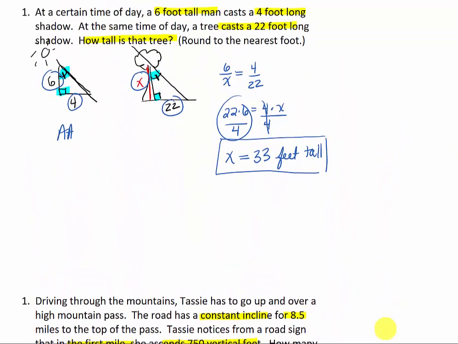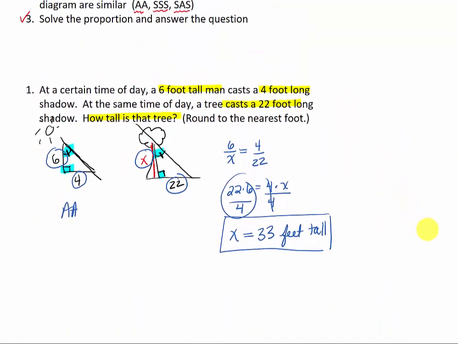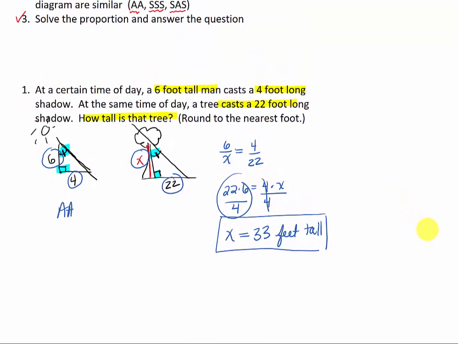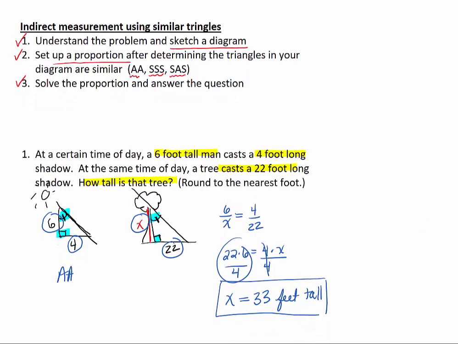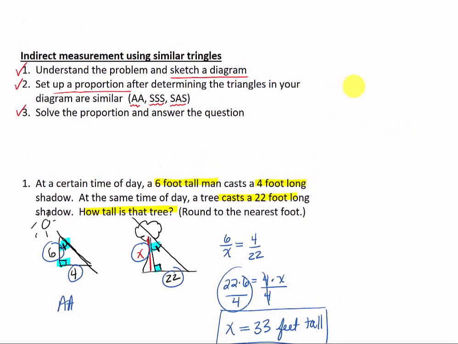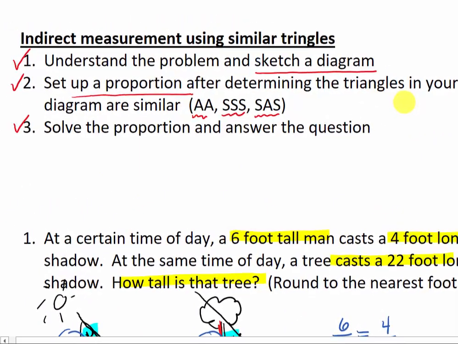And then this first one we did, the two triangles, one was kind of a dilation and a translation of the other. So these are the three most common types of problems that you are going to see when using indirect measurement and similar triangles. So please remember these three steps. Be organized. This is going to help you work quickly and accurately through the problem as long as you understand the problem first. Sketches are always helpful. Second, set up a proportion. And third, solve the problem and answer the question.